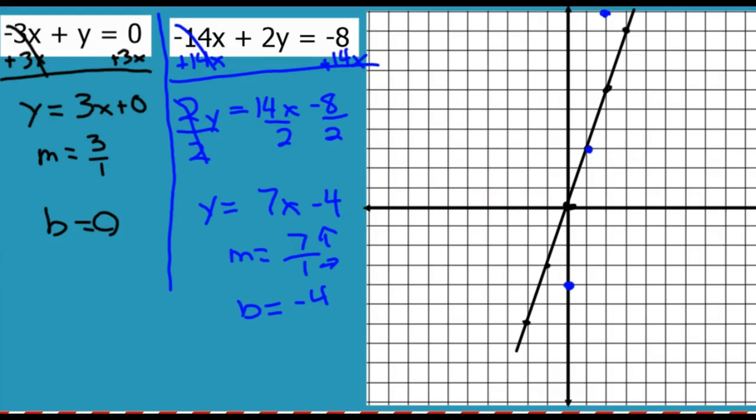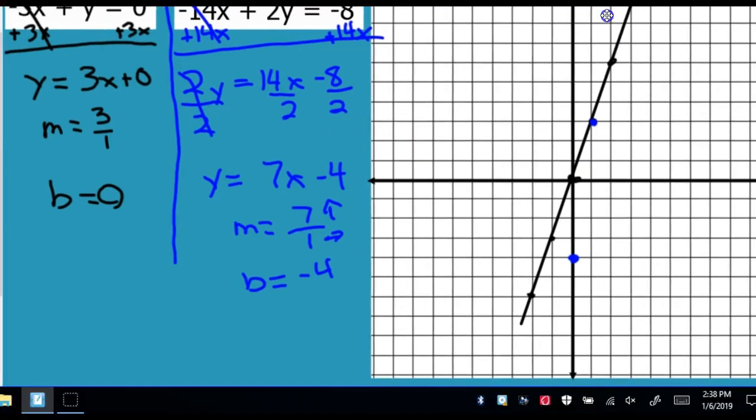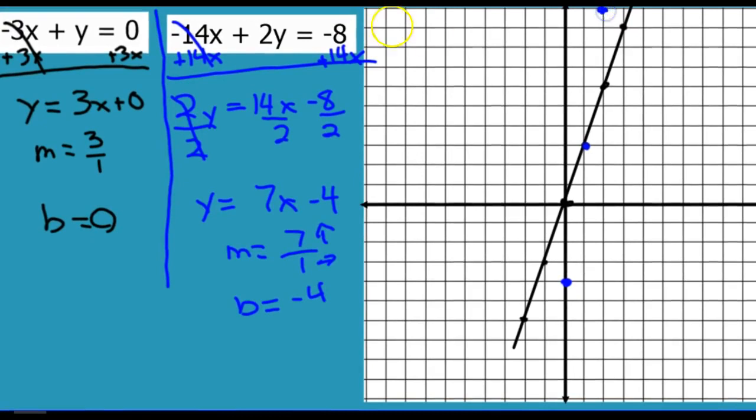So if I create a line from those, it looks like we have an intersection right here, and that point is 1, 3. So our solution to this system is 1, 3.